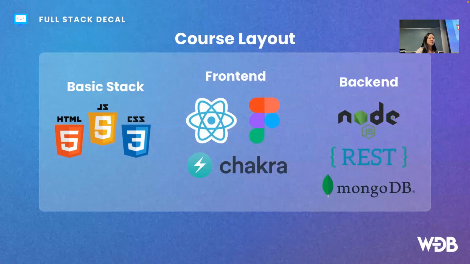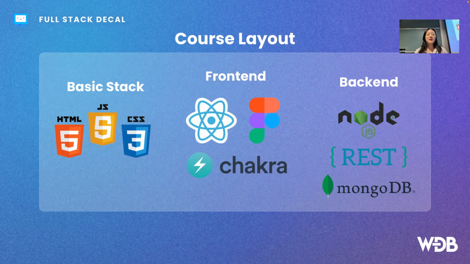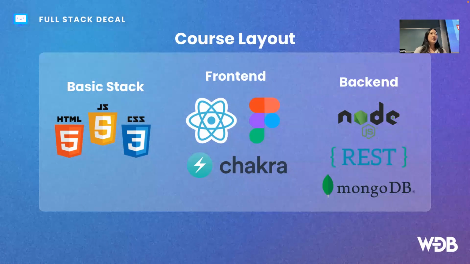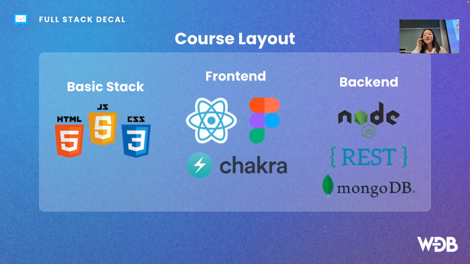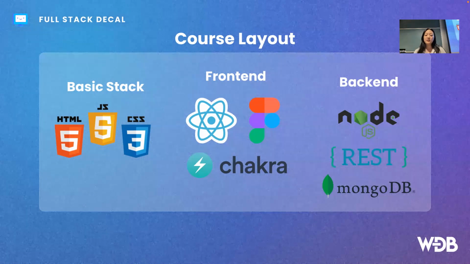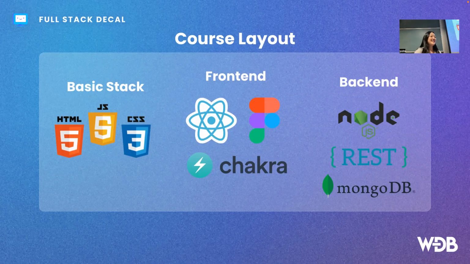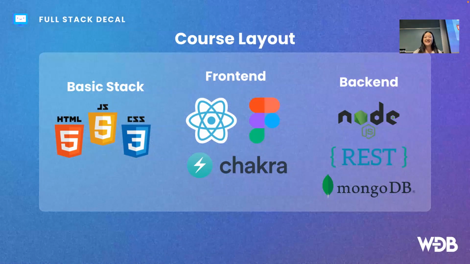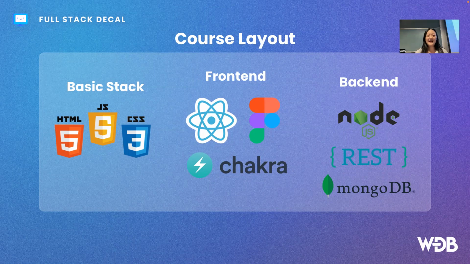Awesome. So this is going to be the course layout. We just talked about this. It's going to be HTML, CSS, JavaScript. We're also going to learn a few other libraries in front end like Chakra to make your website look really nice and consistent. In terms of backend, we're going to be learning Node.js, REST APIs, and also MongoDB. Again, if this is all new to you, don't worry about it. We're going to be going over this, and you don't need any experience. So if you're lost right now, that's okay.